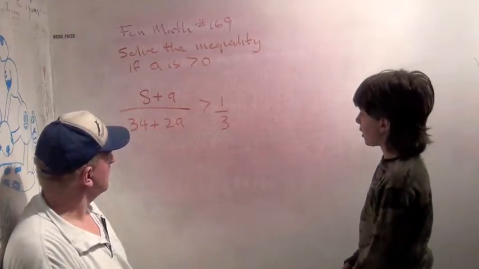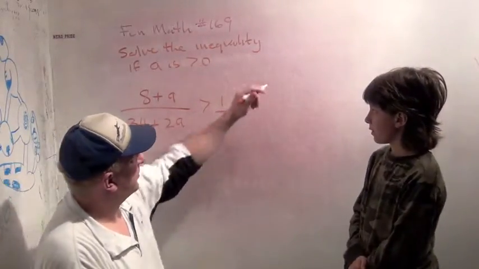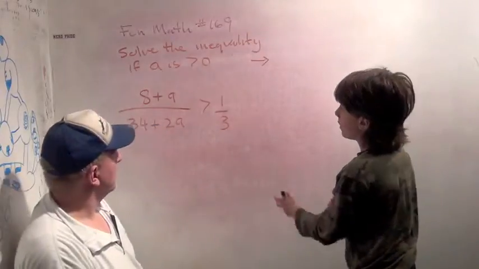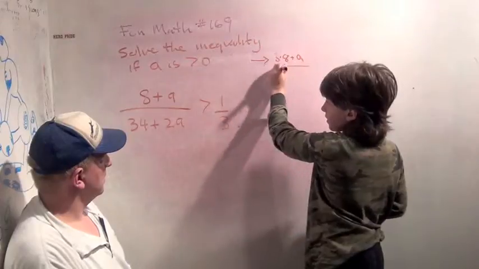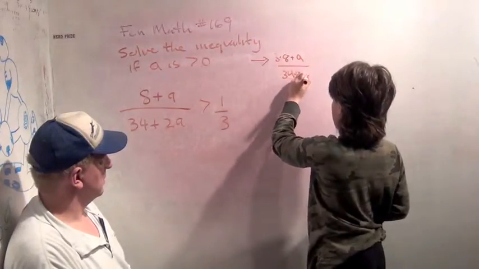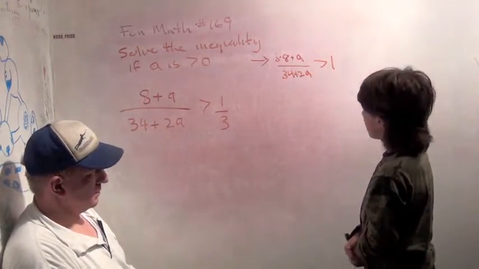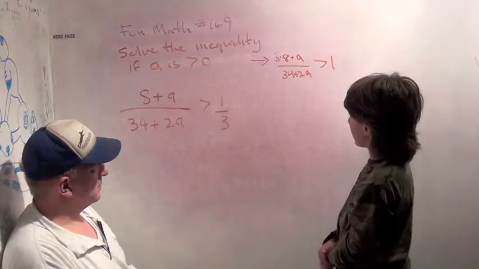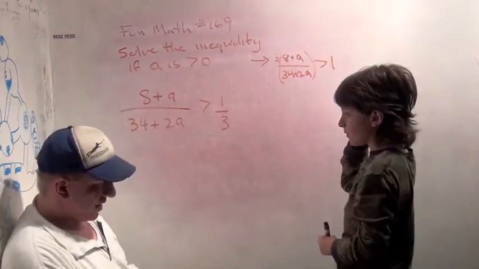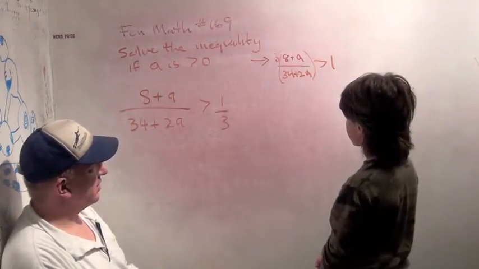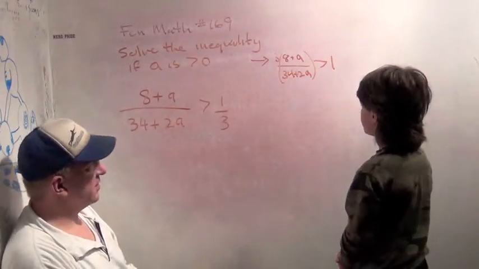Well, first we can multiply by 3. Multiply the entire thing by 3. What are you going to get when you do that? We get 3 times (8 plus a) over (34 plus 2a) is greater than 1. It's 3 times the entire thing, so you have to include those parentheses, otherwise what you wrote would have been wrong. That's very important.